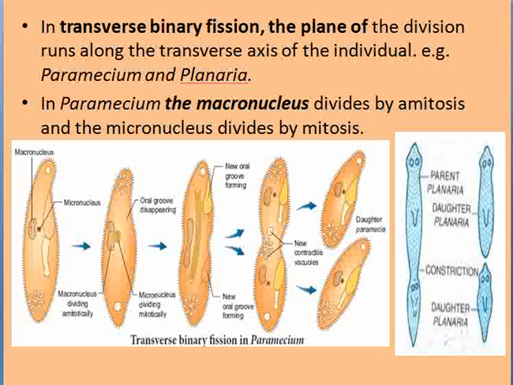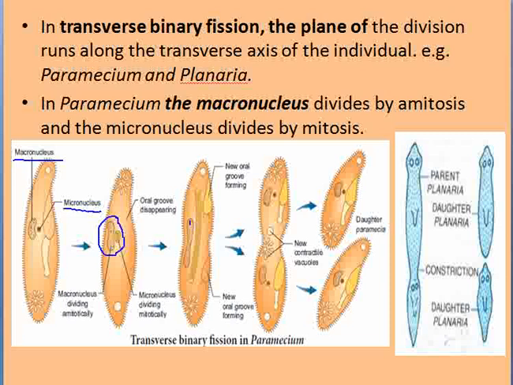Then the next type, the transverse binary fission. This transverse binary fission is observed mainly in paramecium and in the case of planaria. When you observe paramecium, we find two types of nucleus present, one is the macronucleus and the other is the micronucleus. Both of them start dividing in this way.